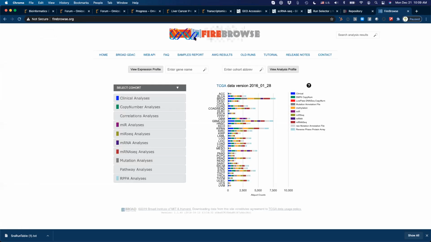So Firebrowse, you can see, is a Broad project that compiles these different data sets based on different types of data and based on different types of cohorts of patients or different projects based on basically what kind of cancer they have.